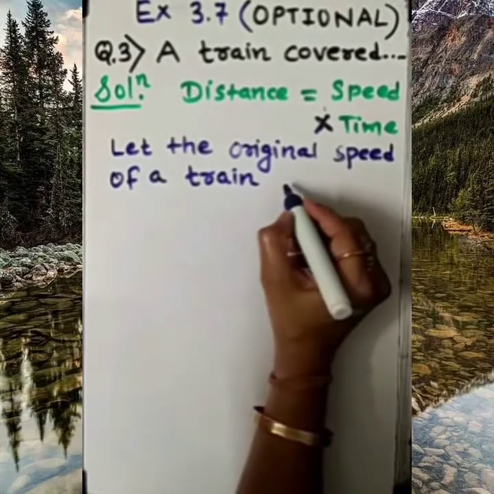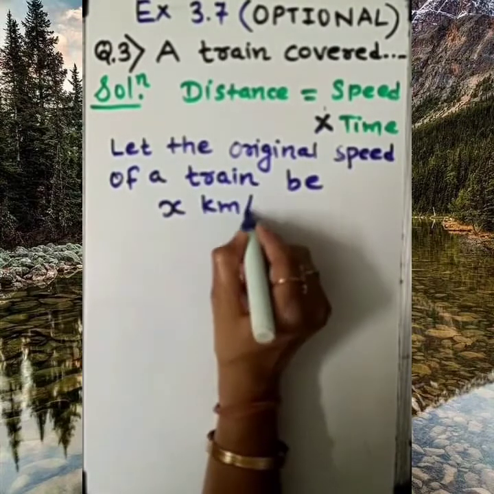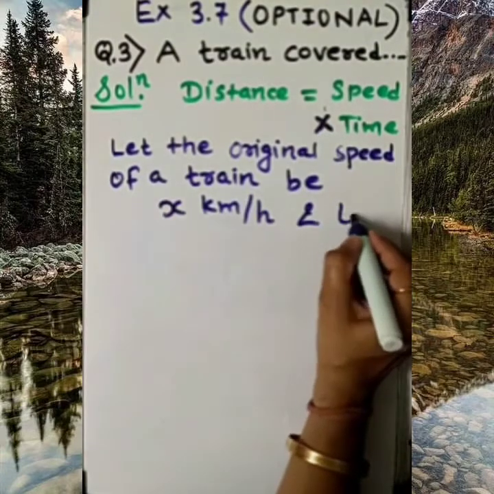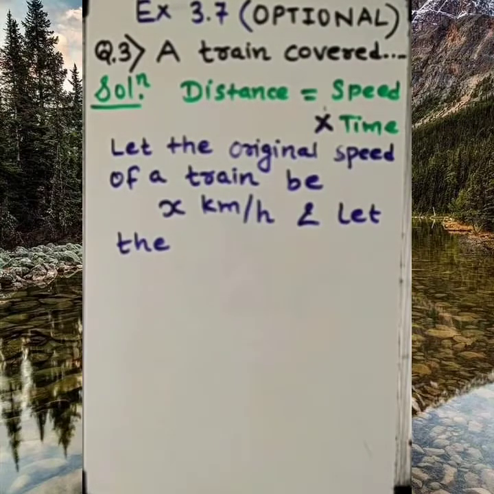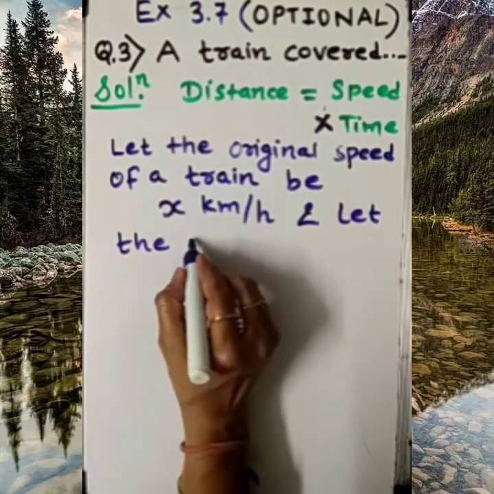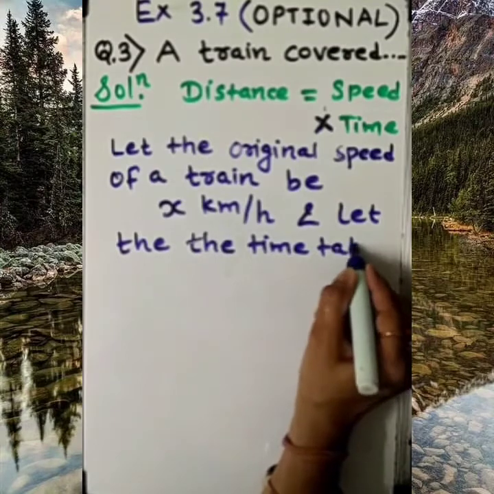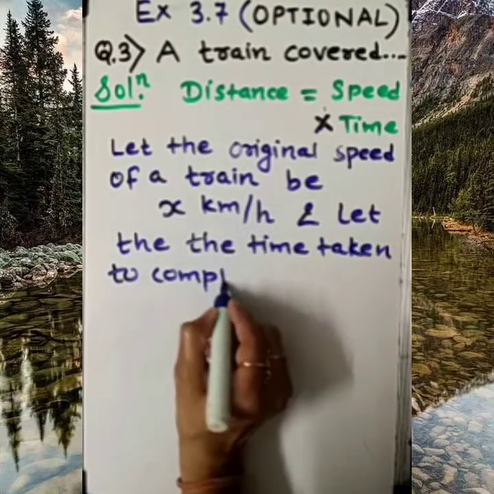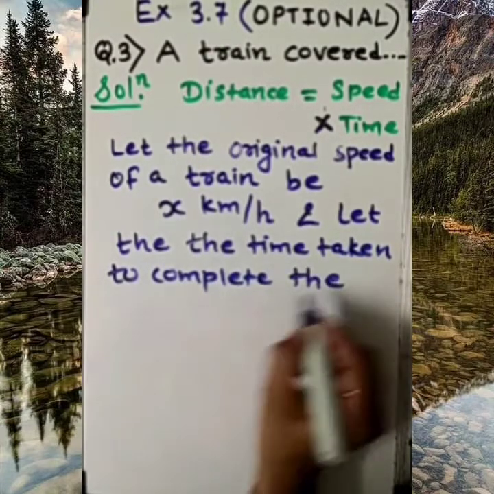Let the original speed of the train we are considering be x kilometer per hour. If we are not given it, let the time taken to complete the journey be y hours. According to the question, let the time taken to complete the journey be y hours.